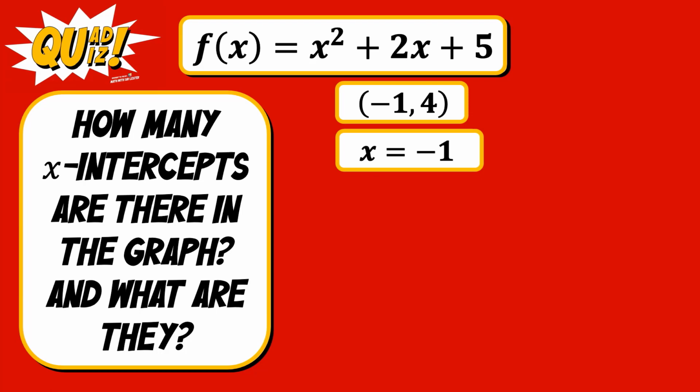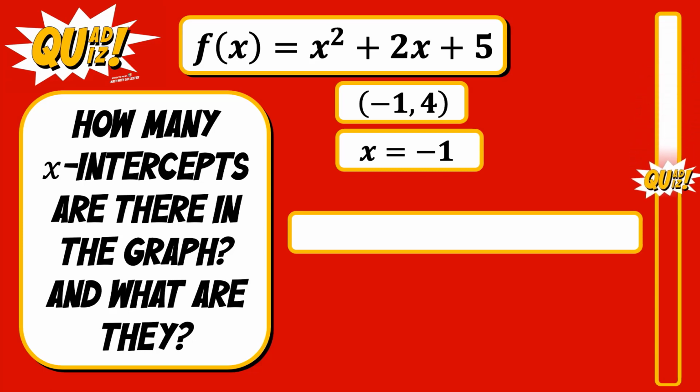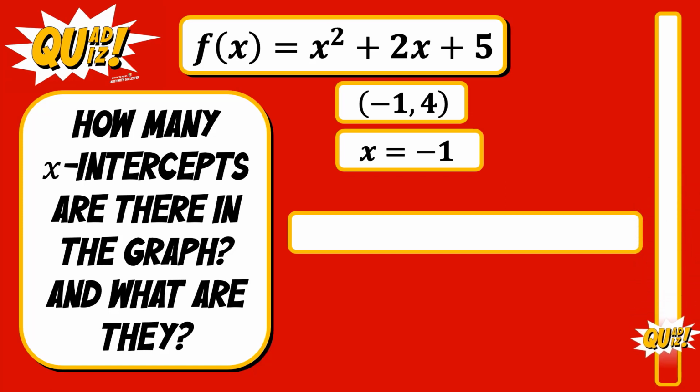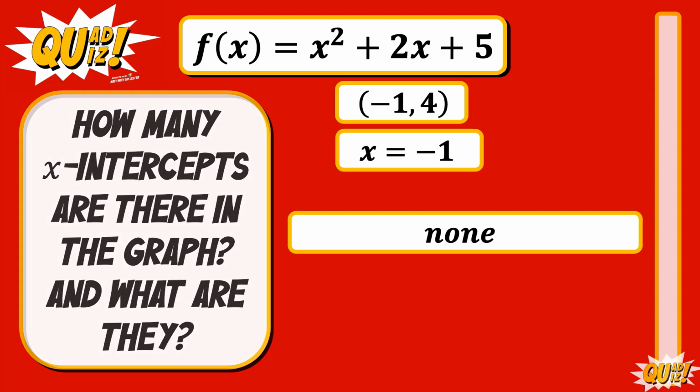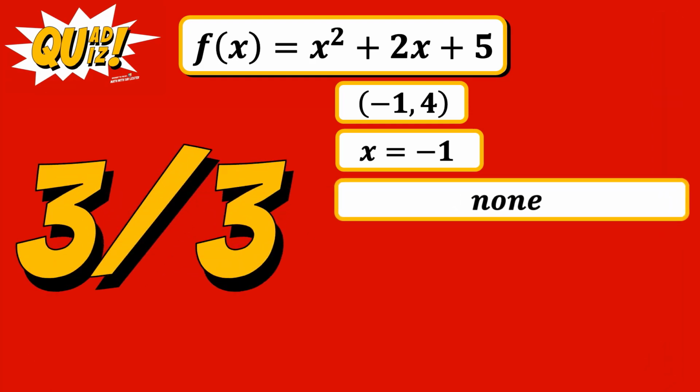And for the last question, how many x-intercepts are there in the graph, and what are they? For this given function, we have no x-intercept. Did you get 3/3? If not, please continue viewing this video.